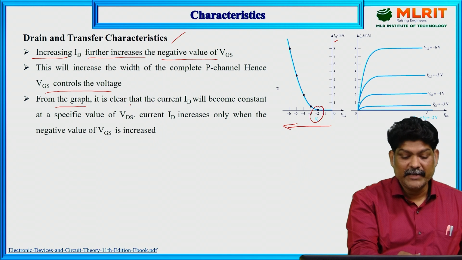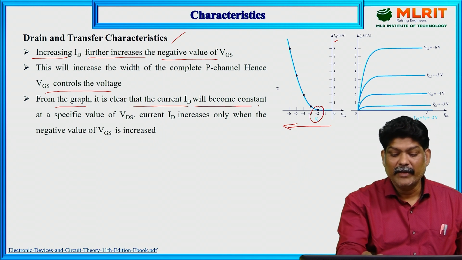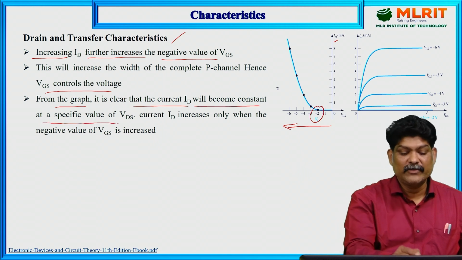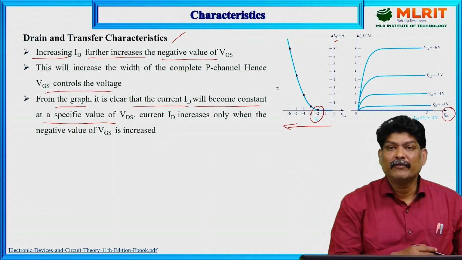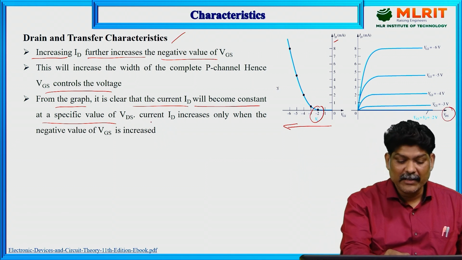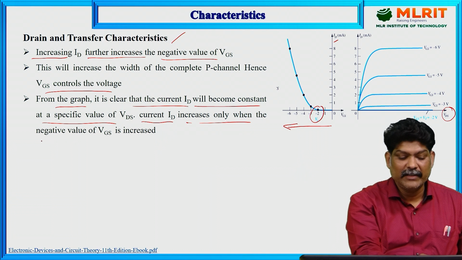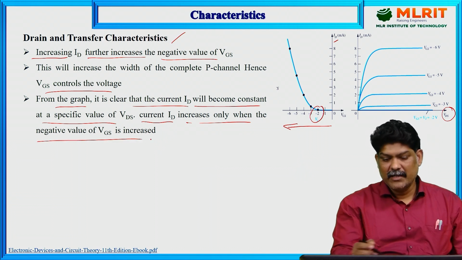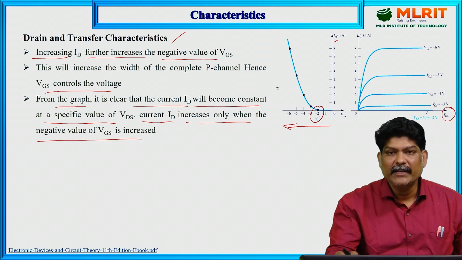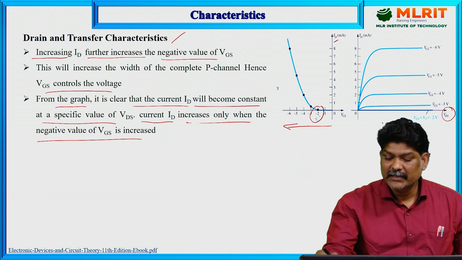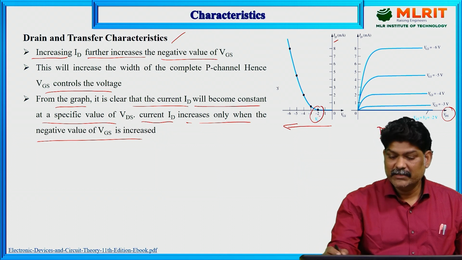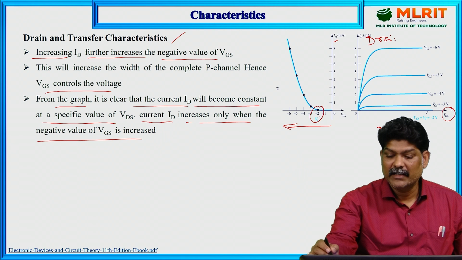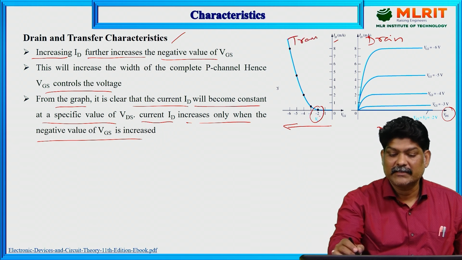From this graph, it is clear that ID will become constant at a specific value of VDS. At a specific value of VDS, ID will be constant, and current ID increases only when the negative value of VGS increases. So actually this is the drain characteristics, and this is the transfer characteristics.